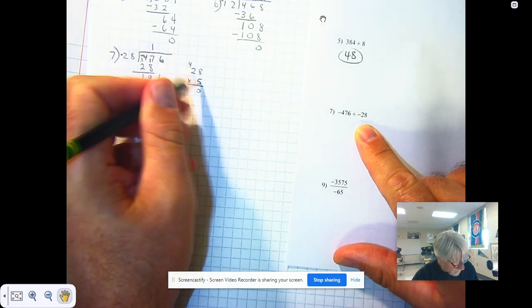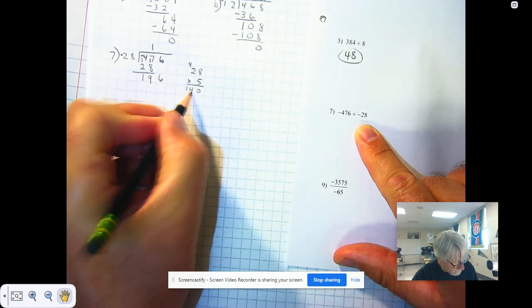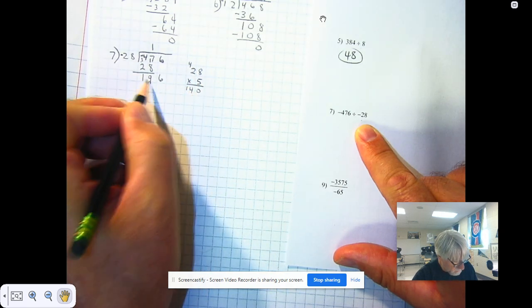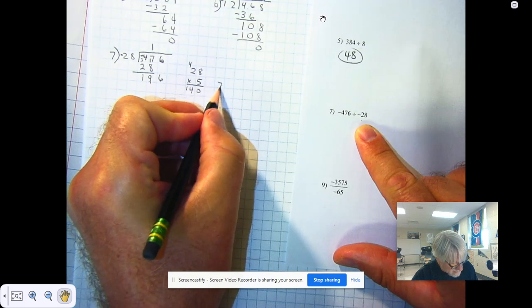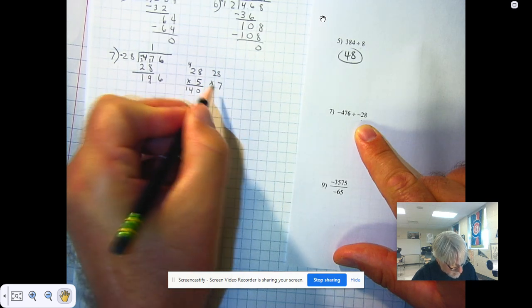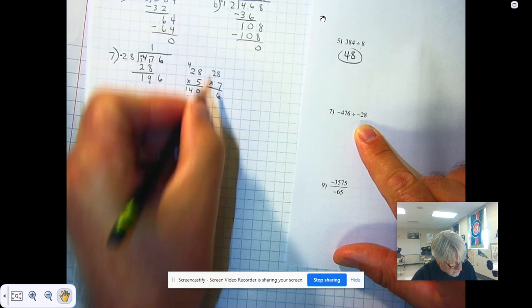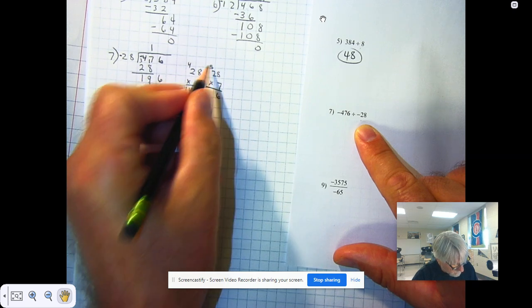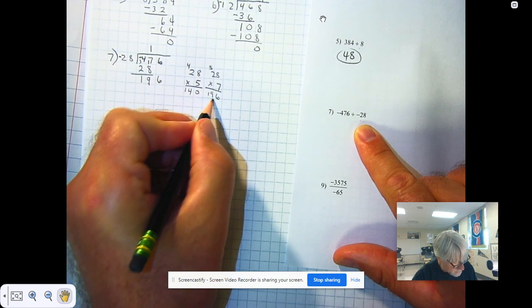40 and then 14. So 140 is not enough. I can go bigger than that. So let's try 7 times 28. You see this little guess and check here. 6 carry the 5, 14 and 5, 1. That's what I want, 196.